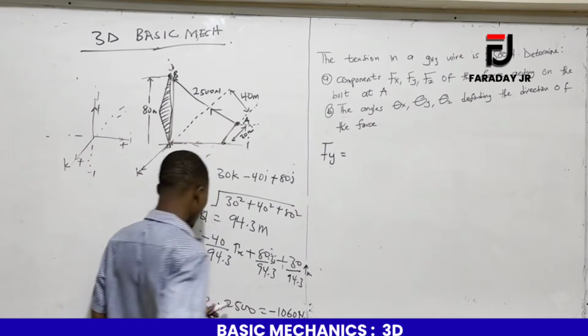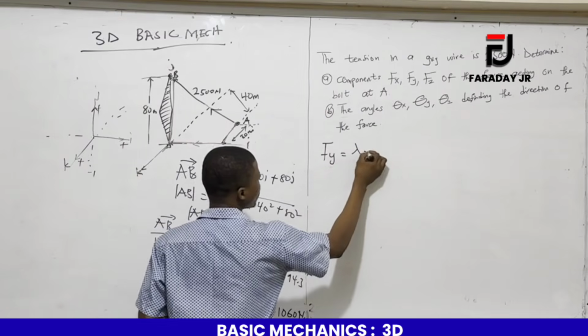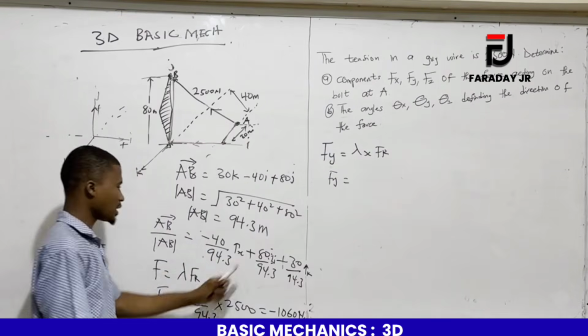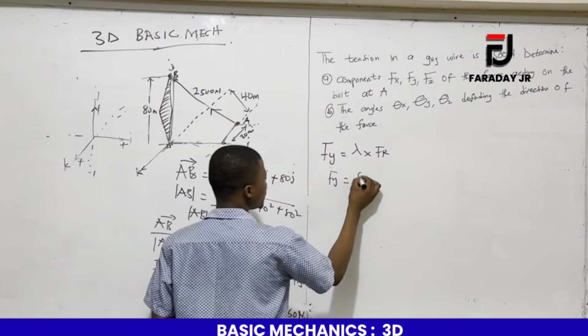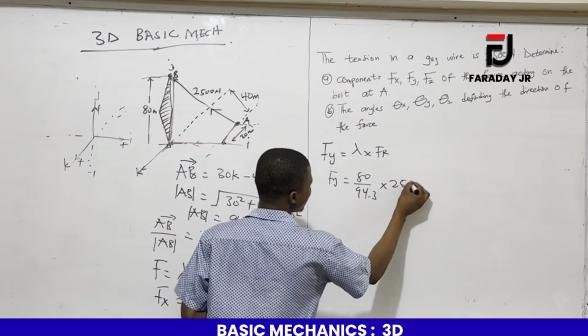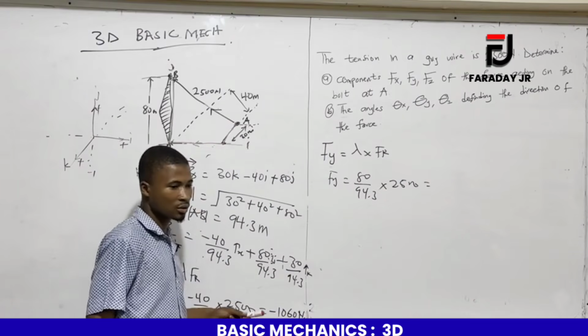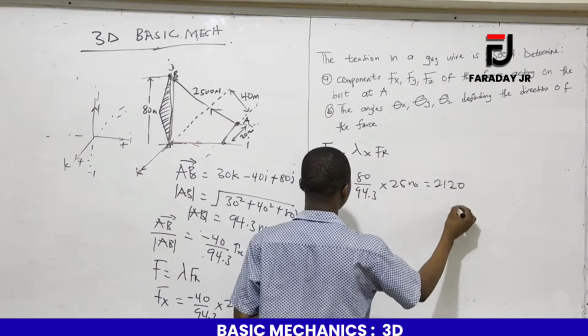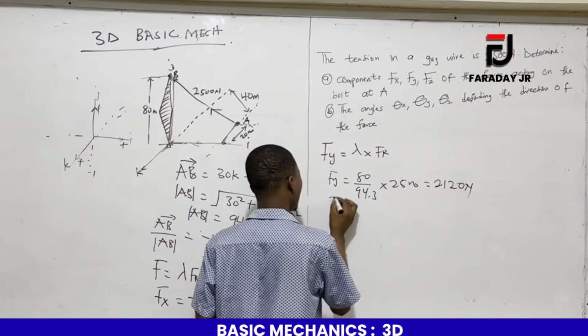Now let's look at the force Fy. That will be the same as the unit vector times the resultant force. The unit vector for that one will be 80 over 94.3 times 2,500, and that will give us 2120 Newton.